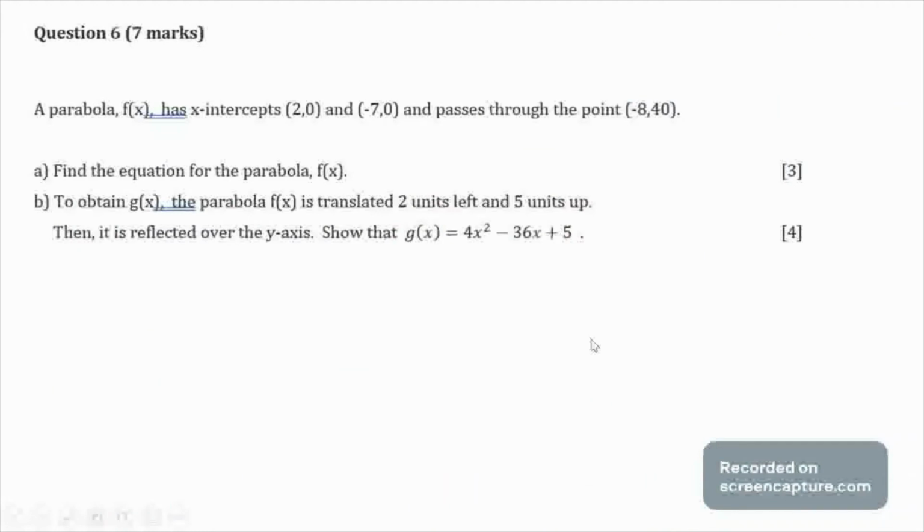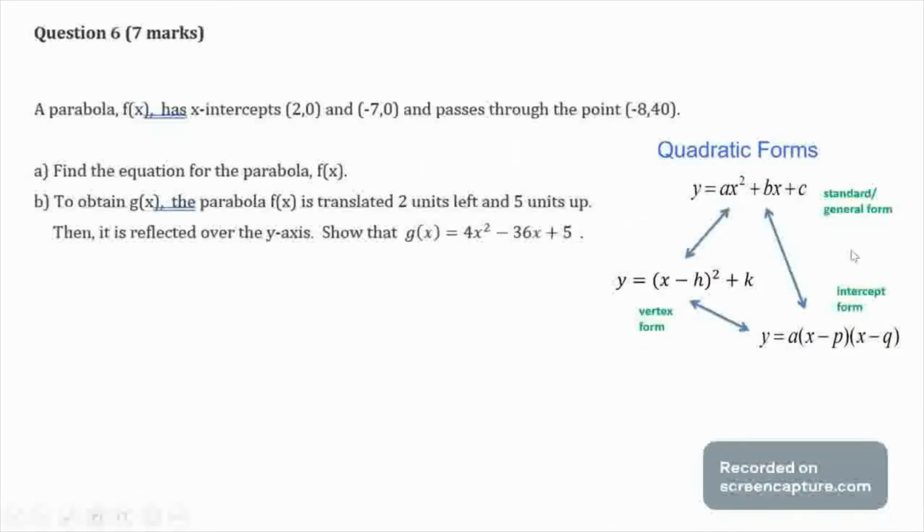Okay, let's try question 6. A parabola has these x-intercepts and passes through this point. So again, this is one of those problems where we're told something about a parabola, we think about the forms of parabolas, and we see if we can make an equation, because it says find the equation. So looking at the forms again, if we are given the two x-intercepts, we know we're going to look at intercept forms.